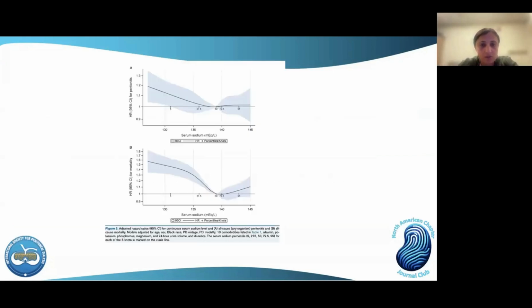This is another figure showing the same thing. The blue area is the confidence interval. So for figure 5A, most of the area crosses 1, so it's not statistically significant. However, for mortality data, it's pretty neat. You can see that there's increased mortality at both ends of the reference range, and it's a nice J-shaped curve.